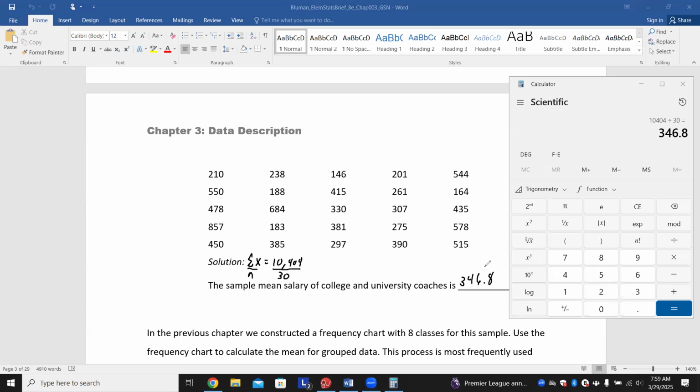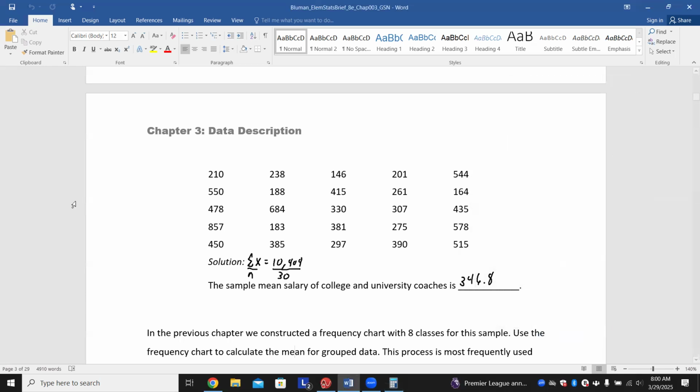All right. So hopefully that wasn't too difficult. It can get tedious in this work, but the math itself isn't too bad.